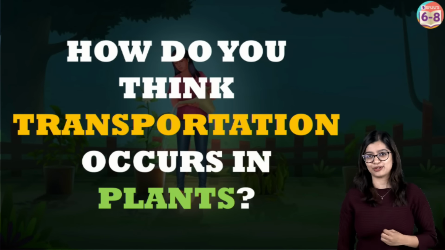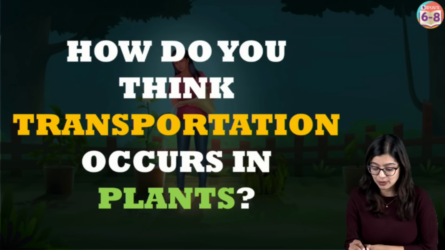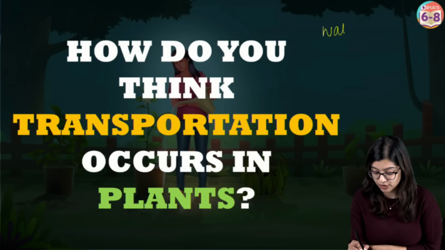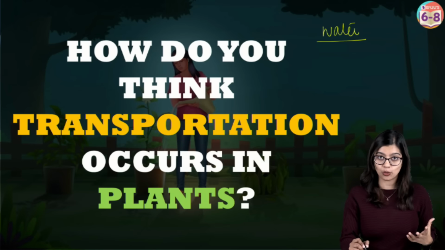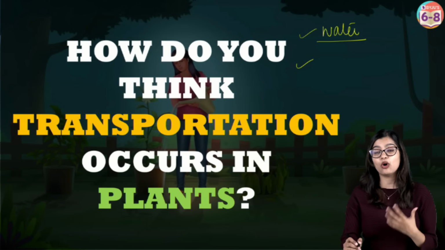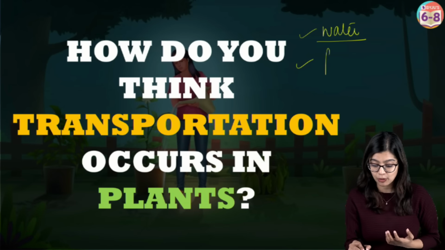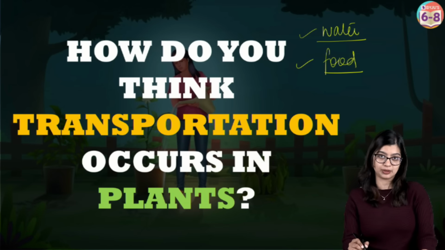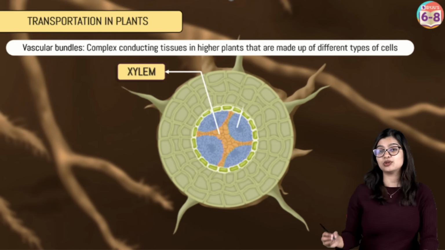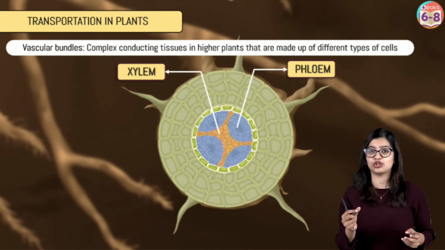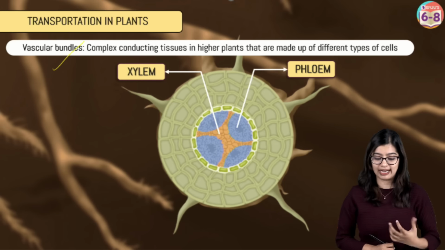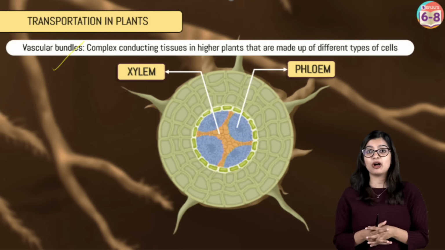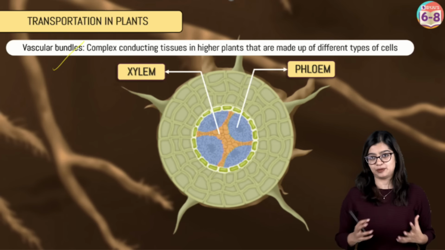Of course, there is a need for transport in plants as well, because we know that there is a need for transport of water from the roots to the upper parts for the process of photosynthesis to take place. Then we also know that there is a need for transport of food materials to different parts of the plant. And this is carried out by two tubular structures called xylem and phloem. Now, xylem and phloem together form the vascular bundles that are responsible for transporting different substances.